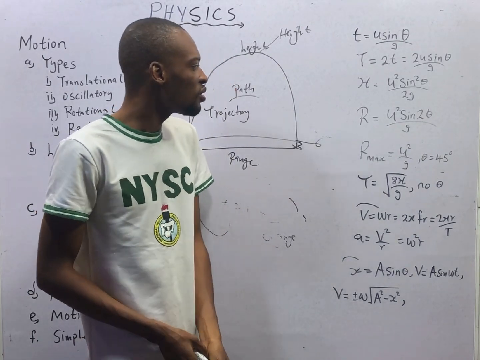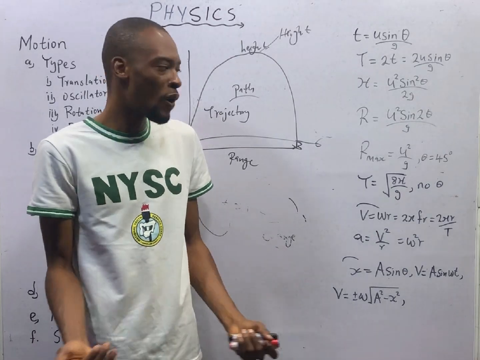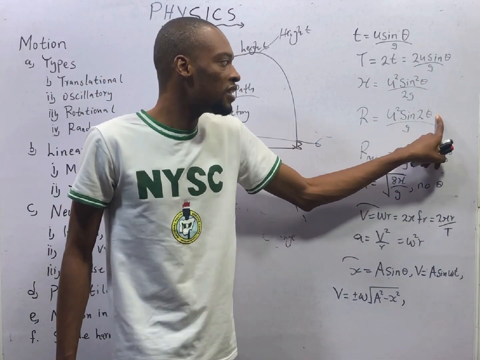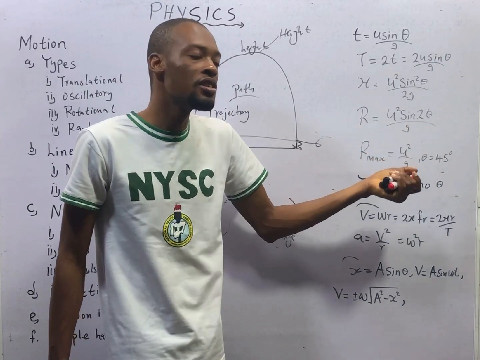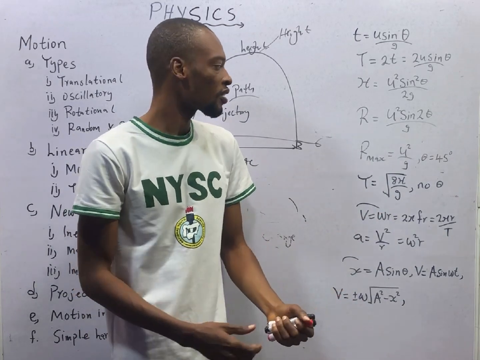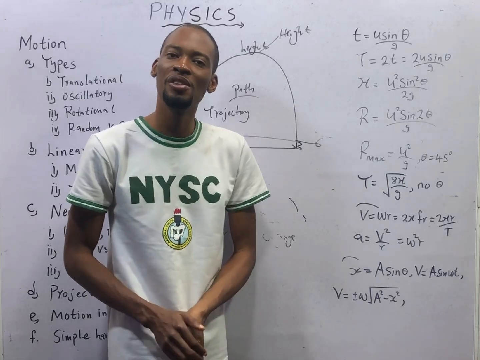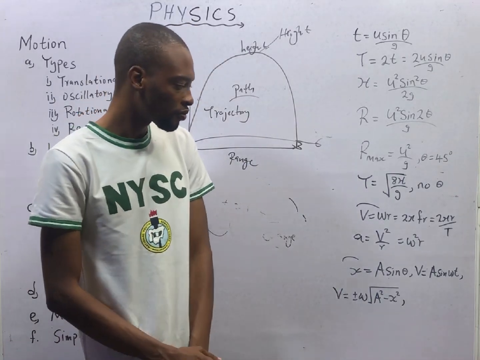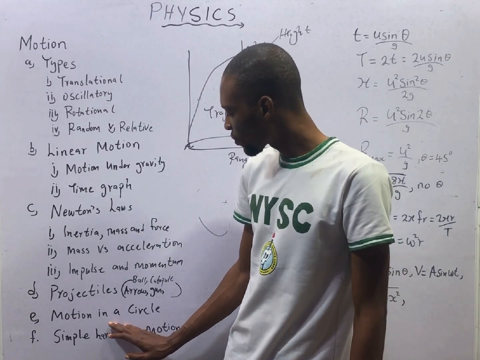Now, the range is maximum when theta is 45 degrees. Why? If theta is 45 degrees, 2 times theta is 90 degrees, and sin 90 degrees is 1. So, if you are told that the range is maximum, the maximum range is u squared over g. No need to look for the angle. And I've talked about motion in a circle.